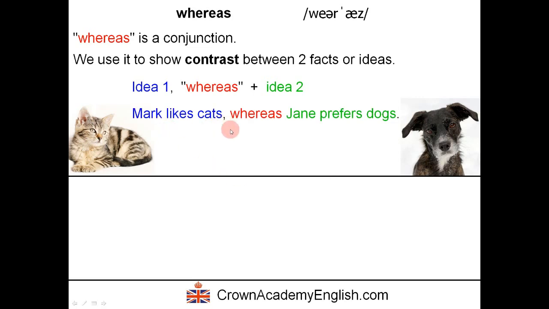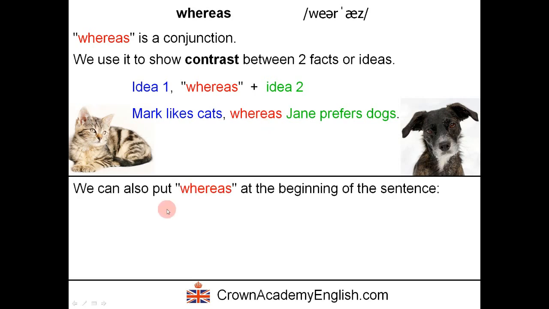Mark likes cats, whereas Jane prefers dogs. Okay, so Mark likes cats, comma, whereas Jane prefers dogs. So we have two ideas which are different. There is a contrast between this and this. So Mark and Jane are different. They have different preferences. Mark likes cats, Jane prefers dogs. And in the middle, we put our conjunction. Okay?